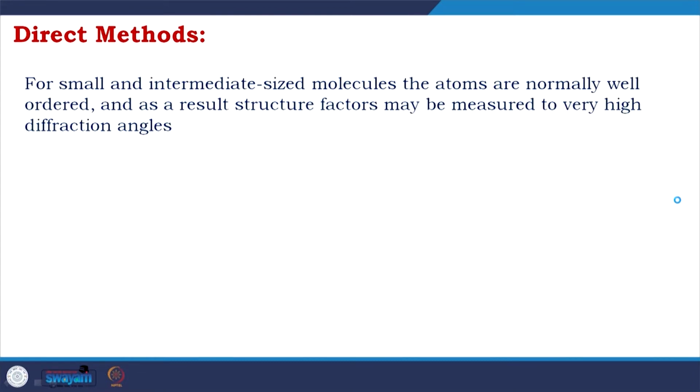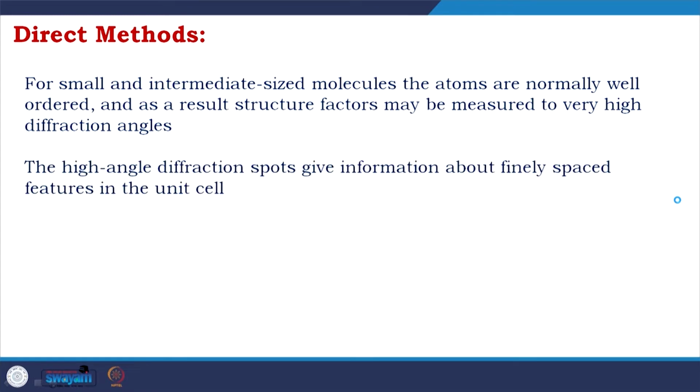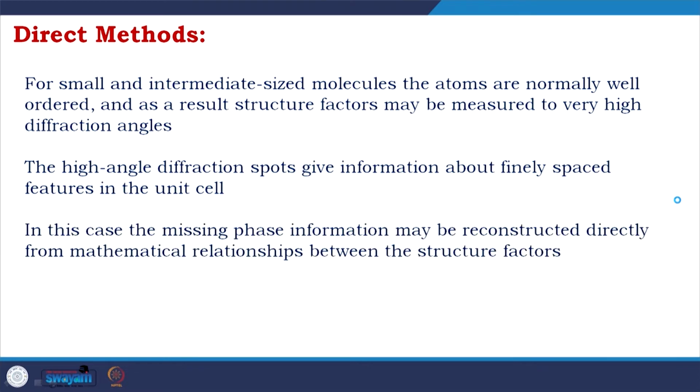Talking about the direct methods to solve the phase problem, for small and intermediate sized molecules, the atoms are normally well ordered, and as a result structure factors may be measured to very high diffraction angles. The high angle diffraction spots give information about finely spaced features in the unit cell. In this case, the missing phase information may be reconstructed directly from mathematical relationships between the structure factors.